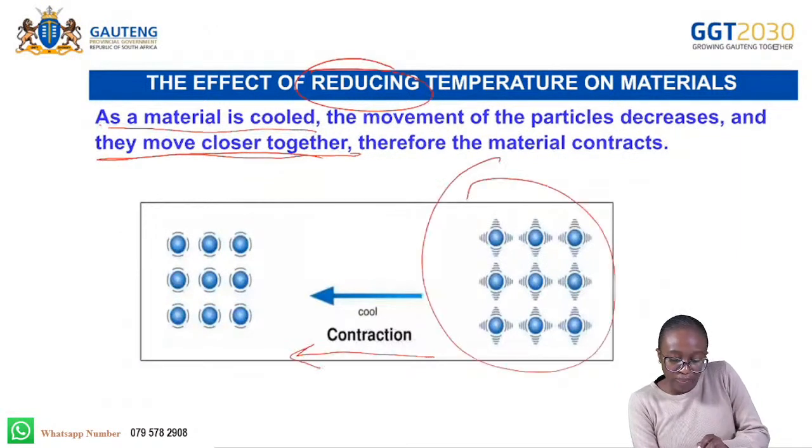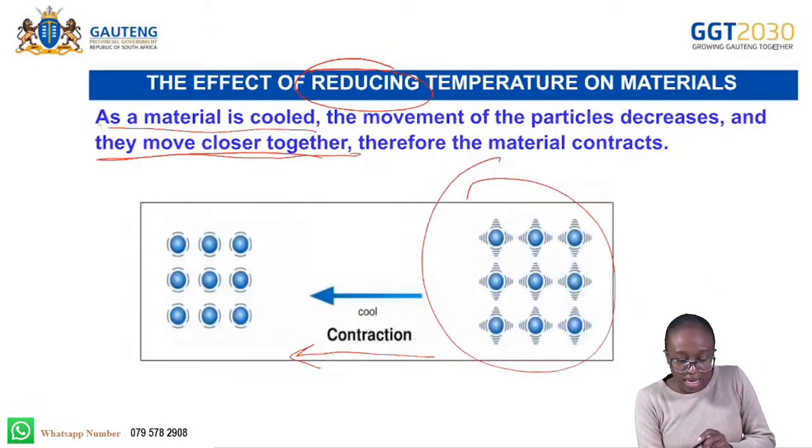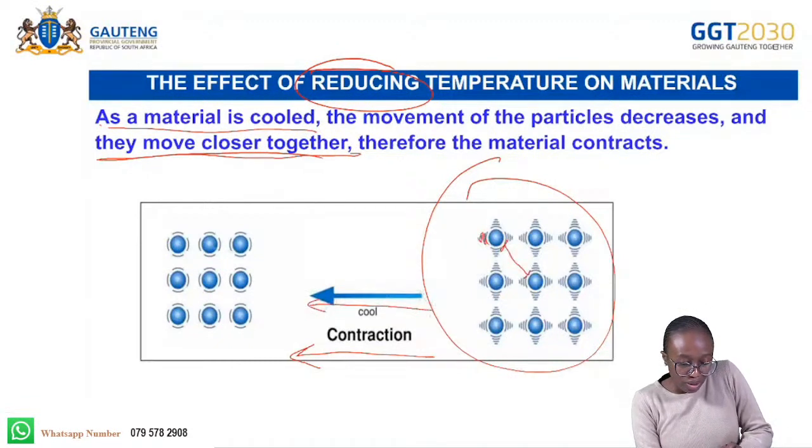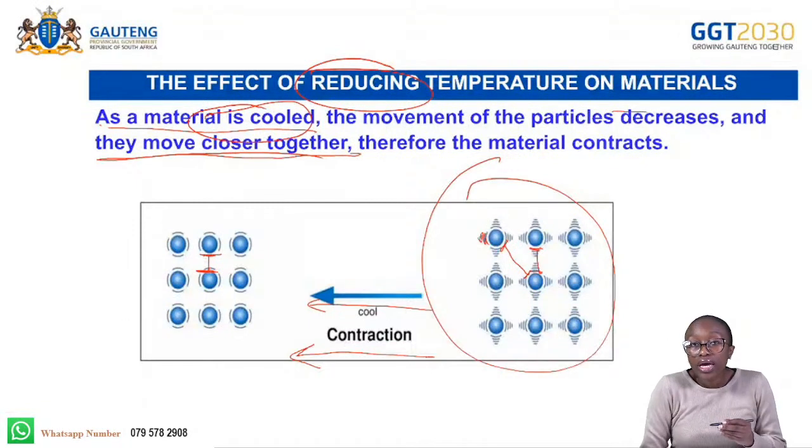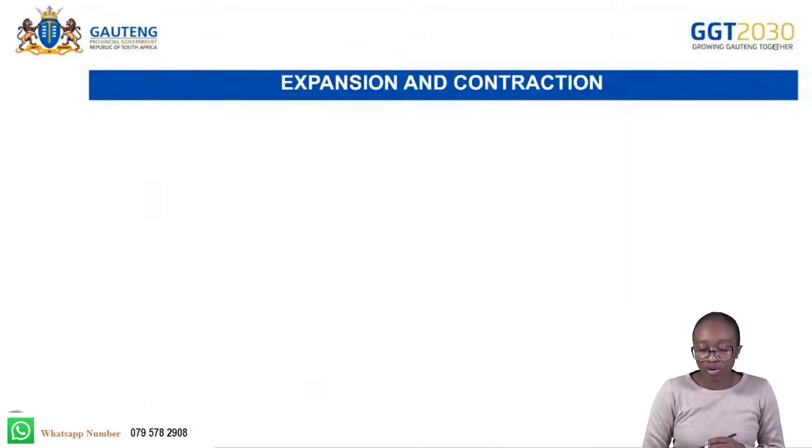We start off here where the particles are vibrating at a faster pace. These lines around the circles represent the vibration. Removing energy, reducing temperature, or cooling leads to contraction. You see the spaces between them before and after are quite different. The spaces have reduced because the material has been cooled, the particles start moving slower, and therefore they come closer and closer to each other. So cooling is the opposite of adding heat.